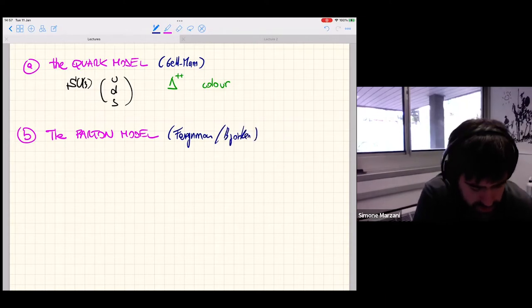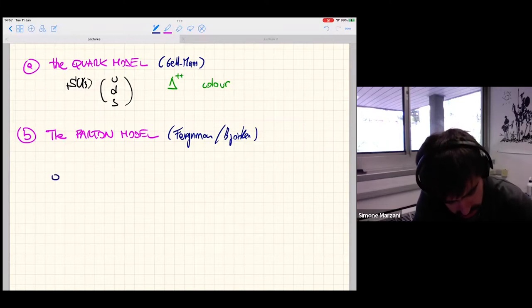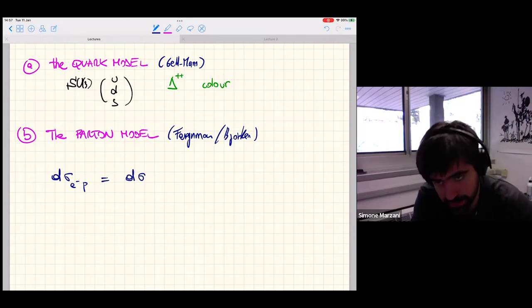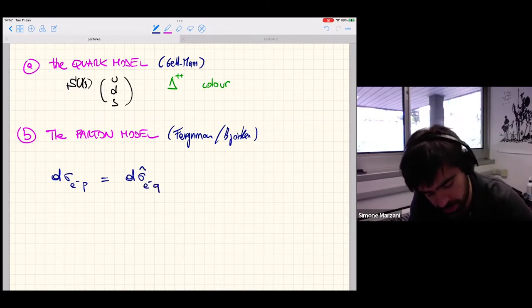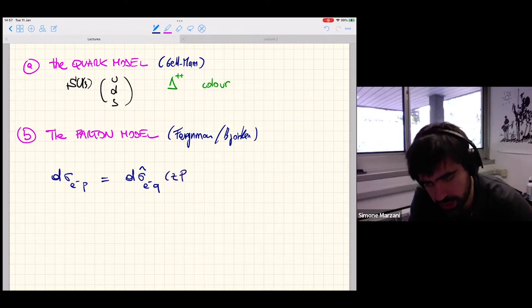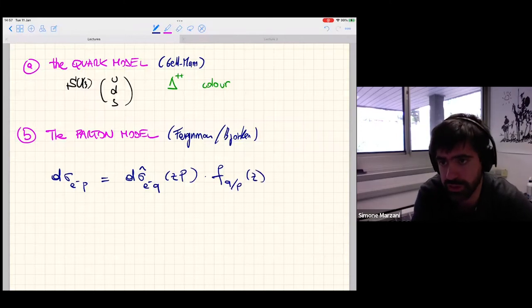What does the parton model say? The parton model states that we can describe the inelastic electron-proton cross section, and I remind you this is deeply inelastic, as the product of two things: an elastic partonic cross section, the cross section between the electron and a parton, an unspecified element which carries a momentum fraction z of the momentum of the proton, times the probability f to find this parton in the proton carrying a fraction z of the momentum.